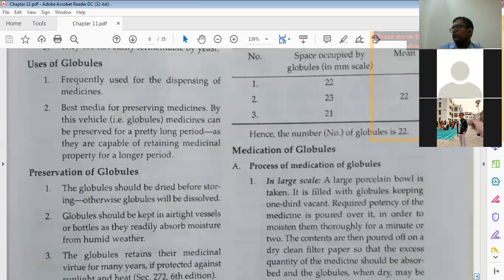Measurement of size of globules. You have to take one paper and fold it like this. There you have to stick all the globules in a uniform manner. You have to measure it 3 times. If your sticking is wrong or the measurement is wrong, it is called a human error, so because of that, there may be some changes.